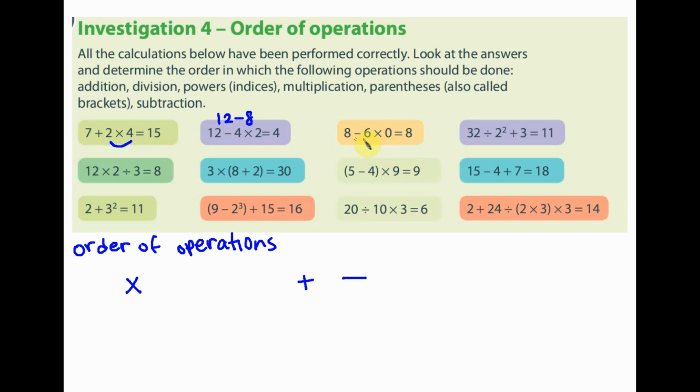In this case, 8 minus 6 is 2 times 0 is not 8. So still, I know that I have to do this one first. So negative 6 times 0 is 0, plus 8 is 8.